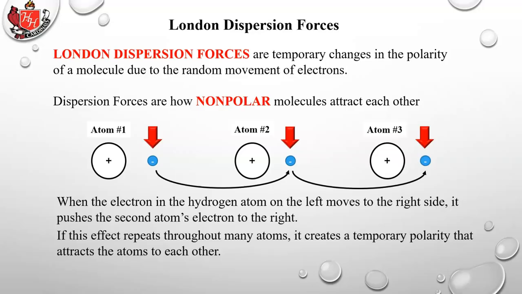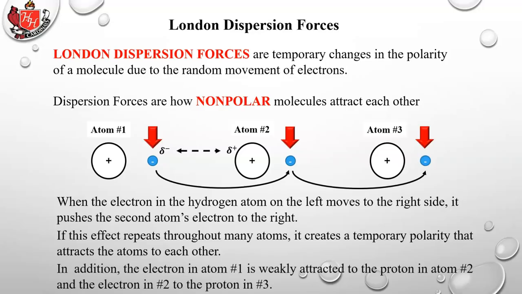So you can see that basically the right side of this molecule or this series of molecules is going to be negative, and the left side is going to tend to be more positive. In addition, the electron in atom number 1 is weakly attracted to the proton in atom number 2. That's the dashed line that you see on the left. And the electron in number 2 is attracted to the proton in number 3. That's the dashed line you see on the right. So that is a London dispersion force attraction, and it is strongest the more electrons that a series of atoms and molecules have. The more electrons, the stronger the London dispersion forces.